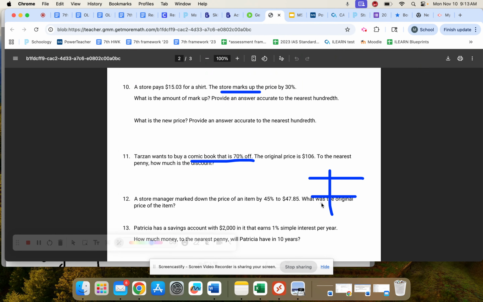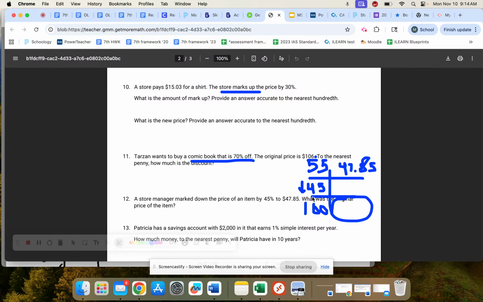So the price was marked down by 45%. So we're going to decrease the price 45%. That's how much you're going to save. Almost half, not quite. You're still going to pay 55% of the original price. Okay? And it costs $47.85. That goes up here. That is the new price. $47.85. What was the original price of the item? This is what we want, and you cannot solve it without putting 100 in here.